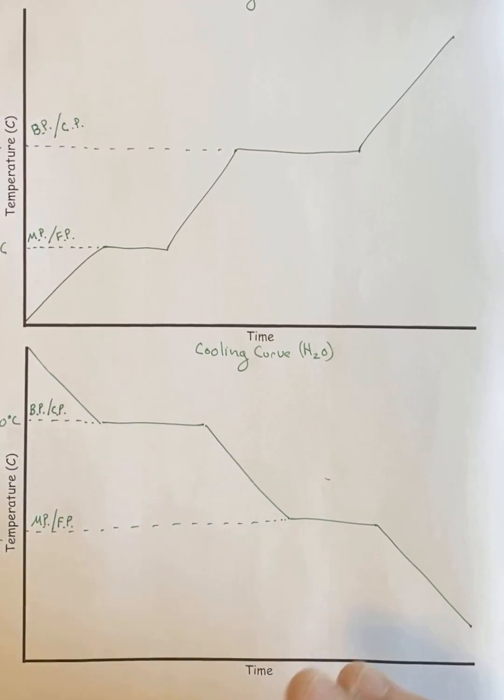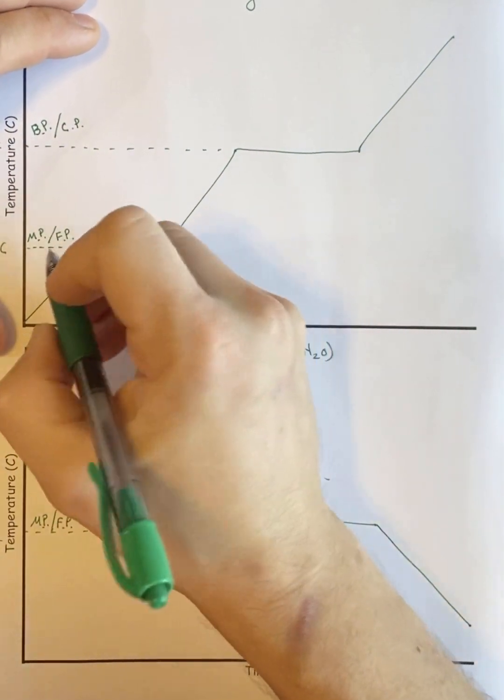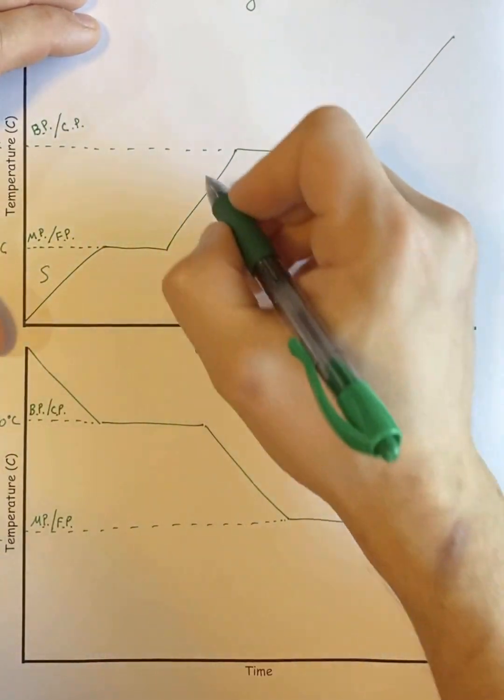All right, and so those are our boiling points and melting points. Now the next part is going to be the phases. Those are the next easiest thing to label. So when water is below freezing, it would be a solid. So this would be my solid water.